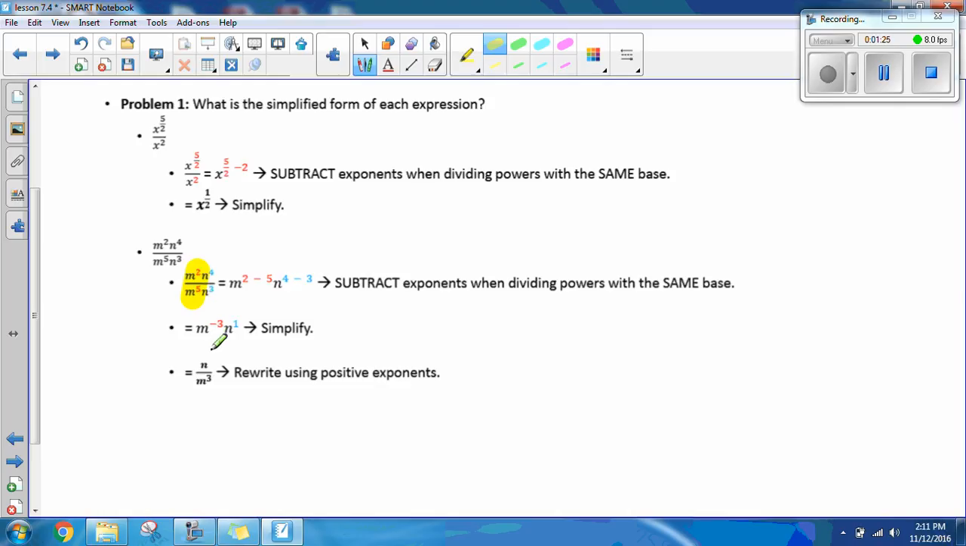Well, that simplifies to m to the negative 3 power and n to the 1st power, which is just n. But m to the negative 3 power, we can rewrite it using positive exponents as 1 over m to the 3rd power. So simplified, our expression becomes n over m to the 3rd power.